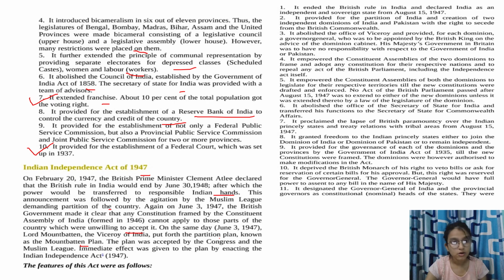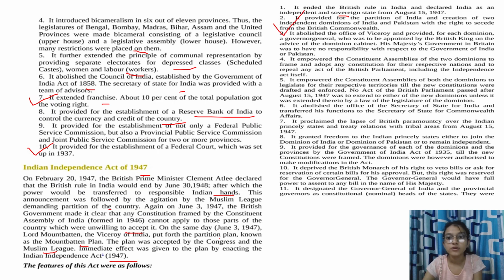The plan was accepted by the Congress and the Muslim League. Immediate effect was given to the plan by enacting the Indian Independence Act 1947. So it was all settled that okay, we'll be dividing the people based on their very religion. So now these are the features. It ended the British rule in India and declared India as an independent sovereign state from August 15, 1947. So these are the very words that we see in our preamble. It provided for the partition of India and creation of two independent dominions of India and Pakistan with the right to secede from the British Commonwealth. So division has been made.